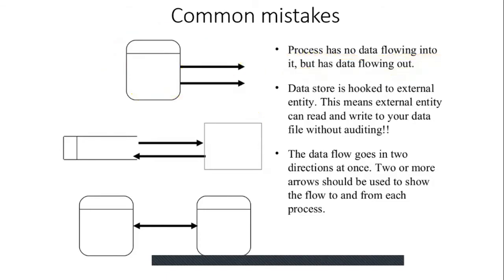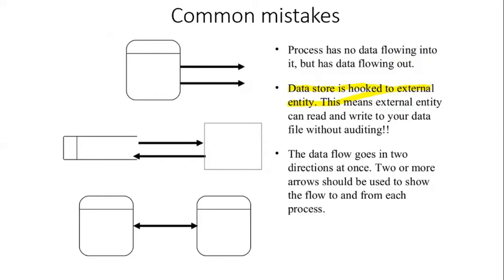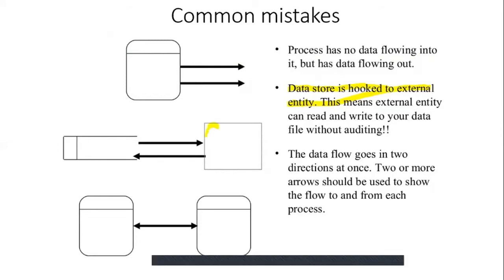Another mistake is that we connect a data store with an external entity. That means we are talking about a step in which an entity can read and write something in the data file. But without any process, how can an entity read or write the data? So it's a mistake and it's an error.